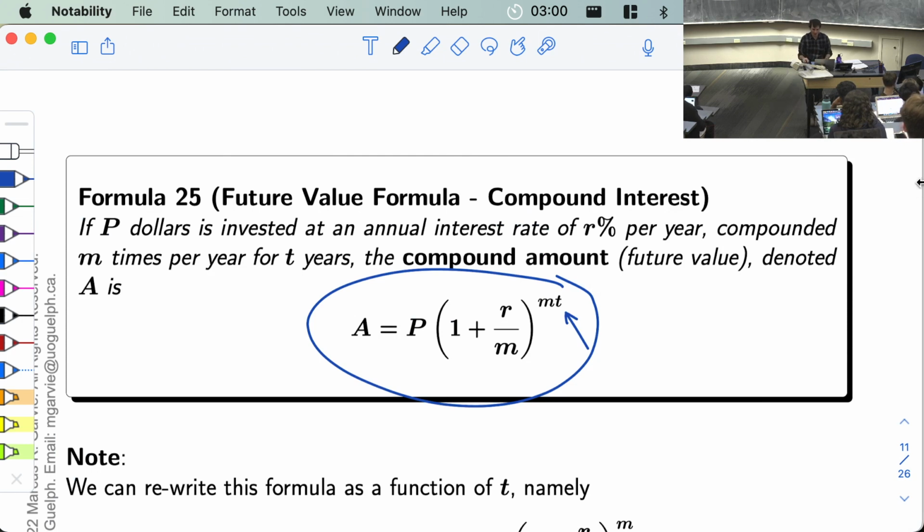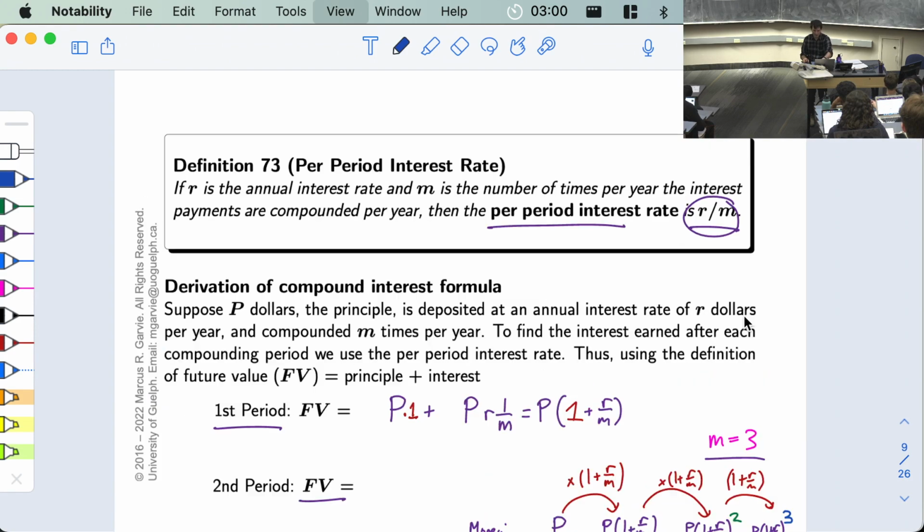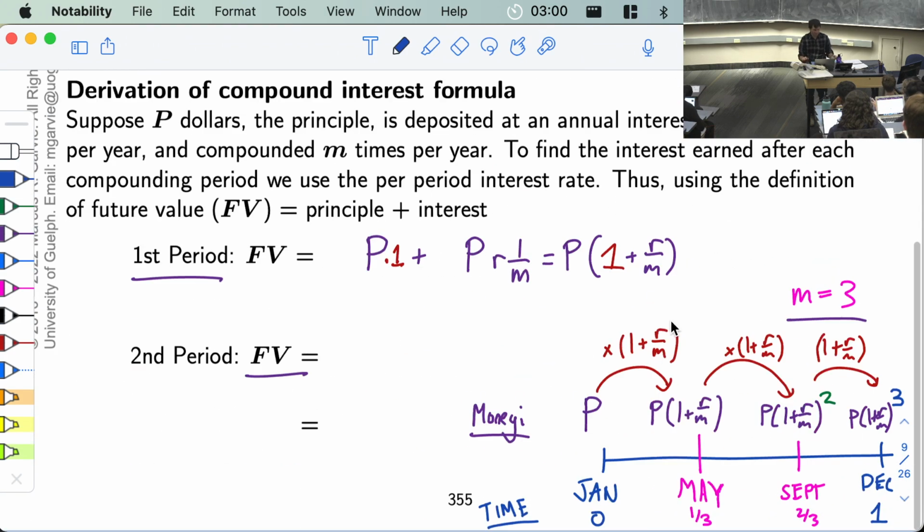Thank you. OK, so we're trying to do this compound interest formula. And the whole picture is in this little calendar that I drew. So in January, we put some money in the bank. The amount of money we put in the bank is P. So in this little row over here, I have the amount of money.